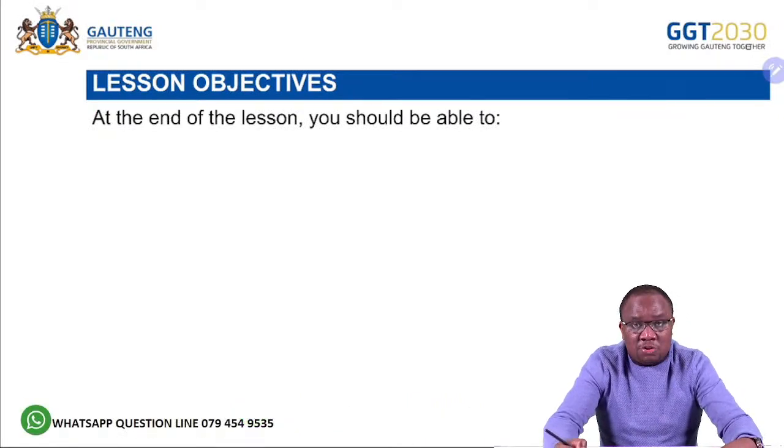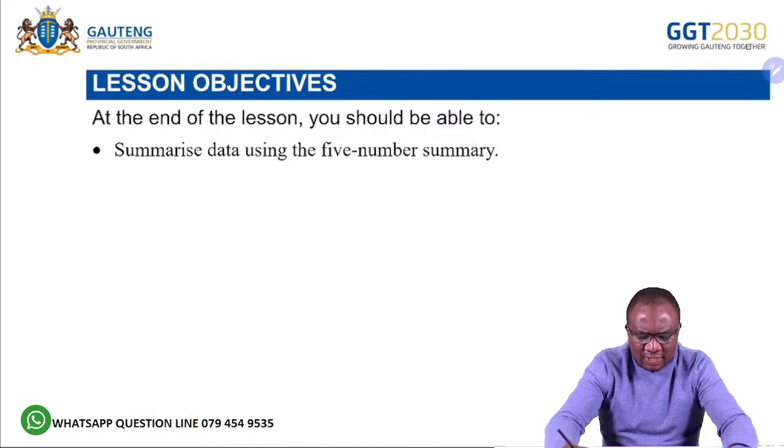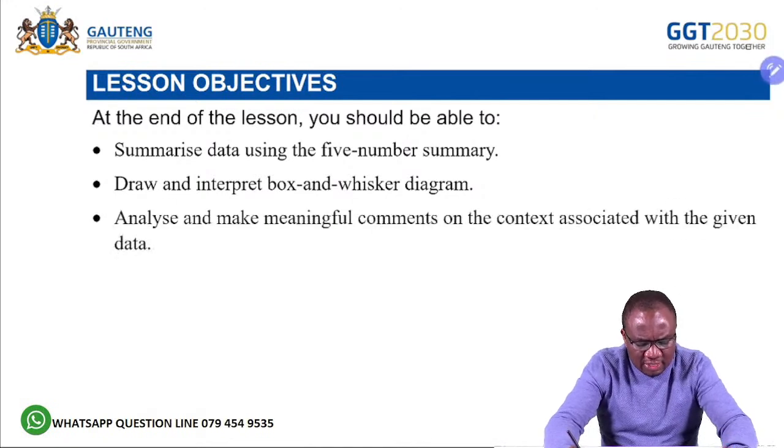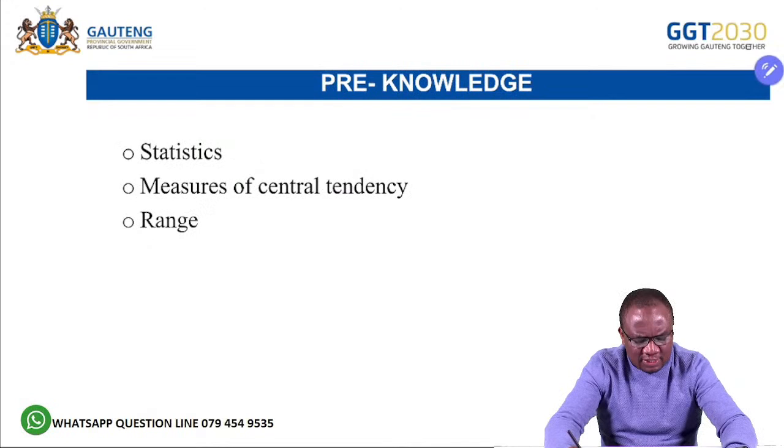At the end of the lesson, you should be able to summarize data using a 5-number summary. So the name itself, there must be 5 numbers. We're going to talk about those 5 numbers, and then we're going to draw and interpret the box and whisker diagram. And then analyze and make meaningful comments on the context associated with the given data. That's what we're going to do in this lesson.